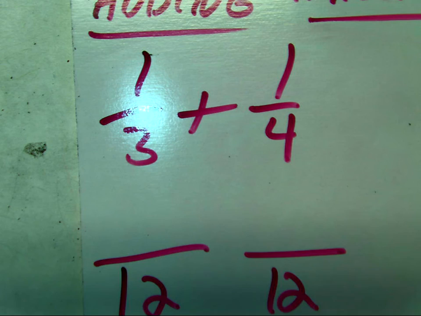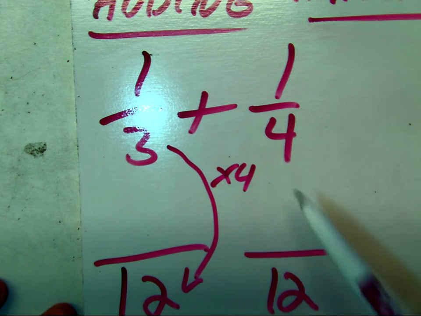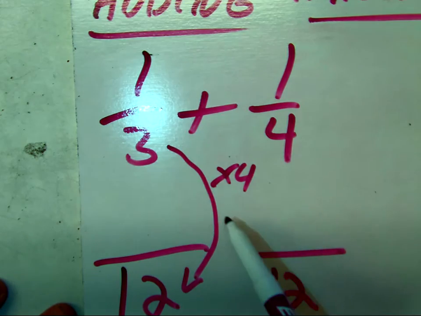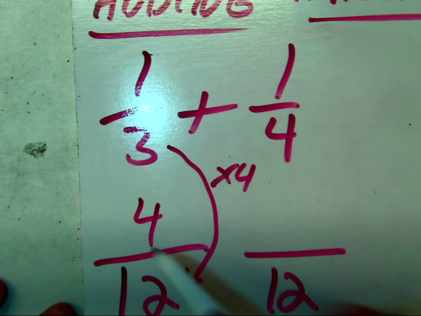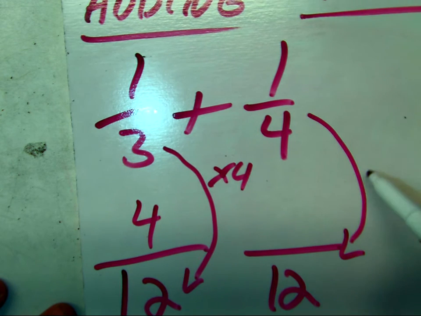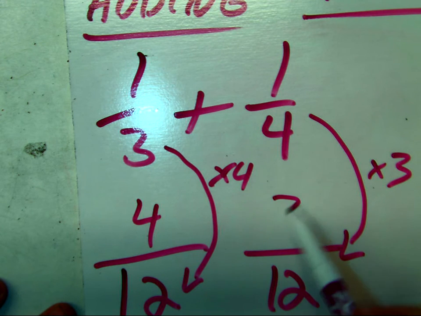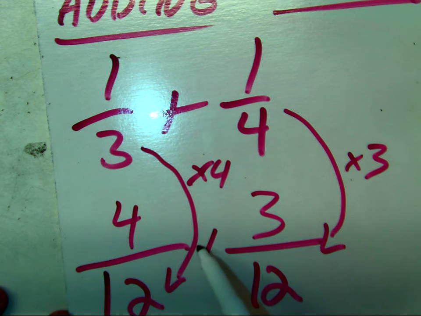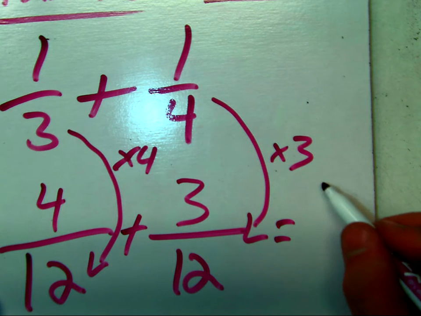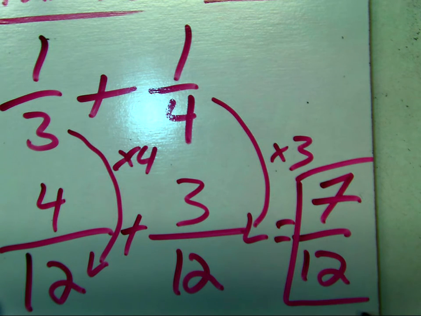Simple equivalency conversion. 3 becomes 12 by multiplying times 4. So I do the same thing to the top. Whatever I did to the bottom, I must do to the top. 1 times 4 is 4. 4 is going to become 12 in some way. 4 times what was 12? That's going to be 3. So 1 times 3 will equal 3. Now when I add these up, 4 plus 3 will be 7. And the bottom number, the denominator, stays exactly the same.